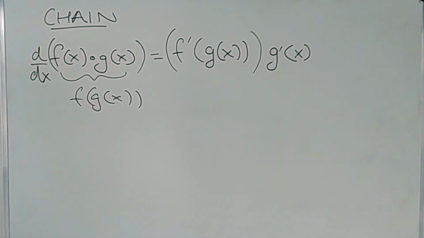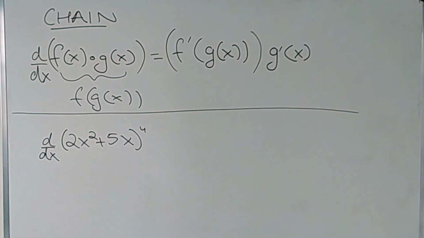Now, because this is so weird, I'm not going to wait for the next video to give you an example, so let me give you a small example right now. Not too hard, but hopefully it should help. So let's say we have the derivative of 2x squared plus 5x, the whole to the 4th power. How would we actually solve this?